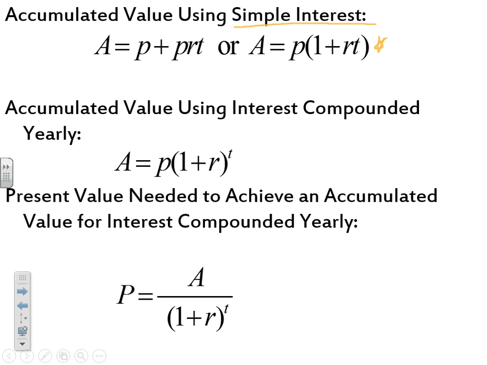So here, accumulated value using interest compounded yearly. So here, keywords: interest compounded yearly. If we see that in our word problems, that lets us know, hey, we might want to take a look at that one. So when we're reading the word problems, we really want to see what our keywords are. That is going to really tell us what formula we're going to be using.